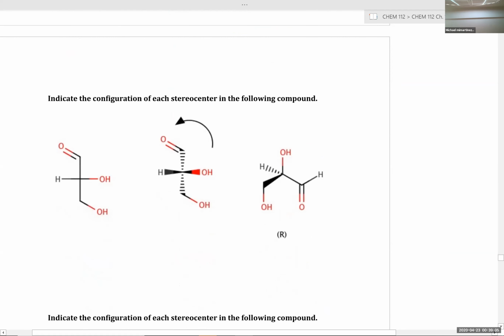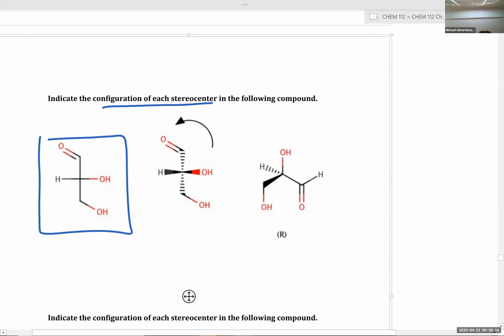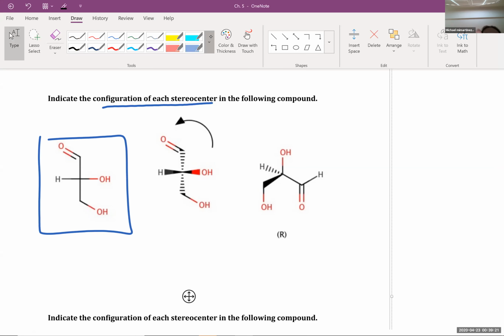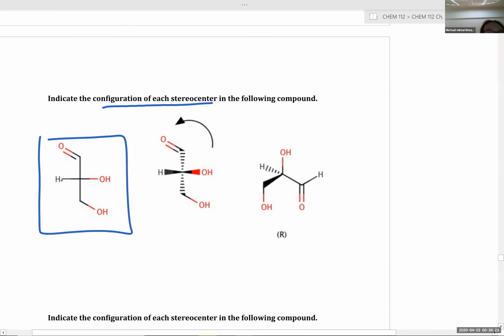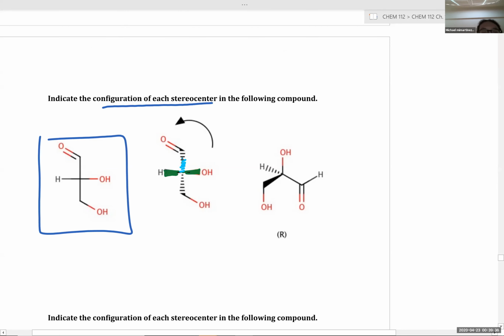Okay, so let's take a look now and let's deal with the following structure. We're asked to indicate the configuration of each stereocenter. So our horizontal lines, we're going to draw them as wedges. I know that I need to convert all my horizontal lines into wedges. Remember how we discussed that earlier? Our vertical lines, we convert into dashes. So these are going into the plane of the page.